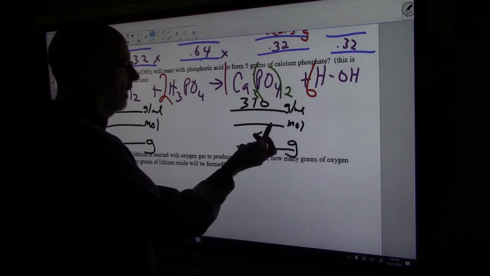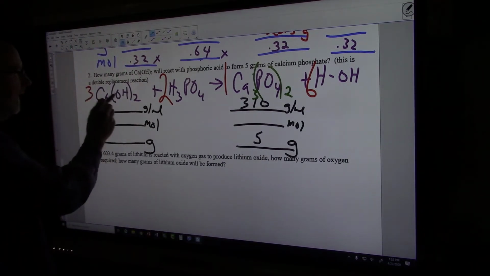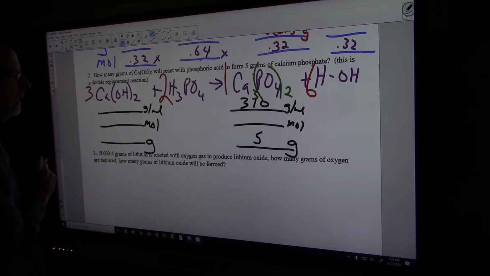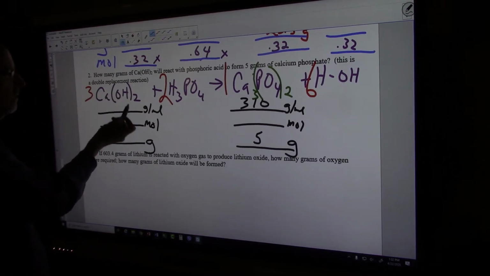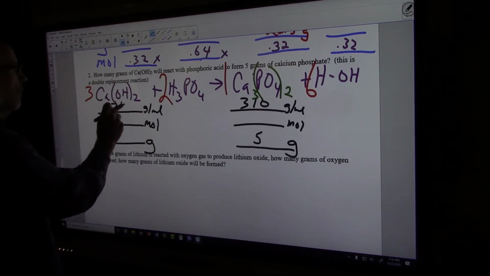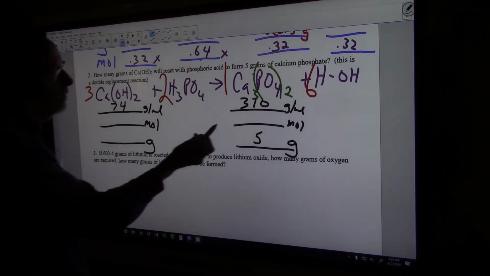All right, I'm going to calculate the molar mass of this one while I'm rolling. CaOH2, don't use the 3. O plus H is 17. 16 plus 1 is 17, times 2 is 34, plus 40 is 74. 74 grams per mole. Can't calculate the grams yet. Dang it, I gotta get the moles. All right, let's do it.